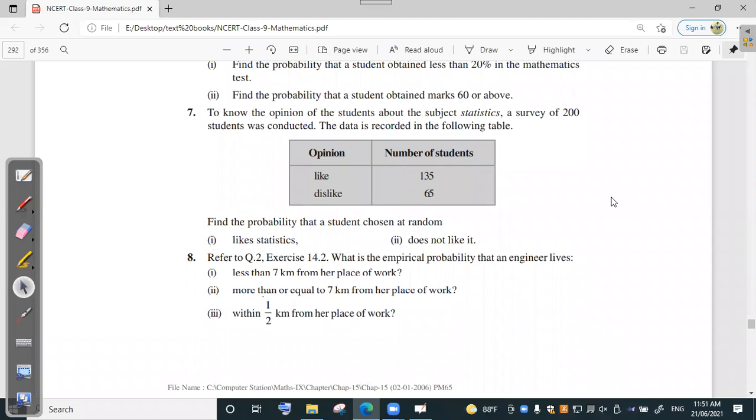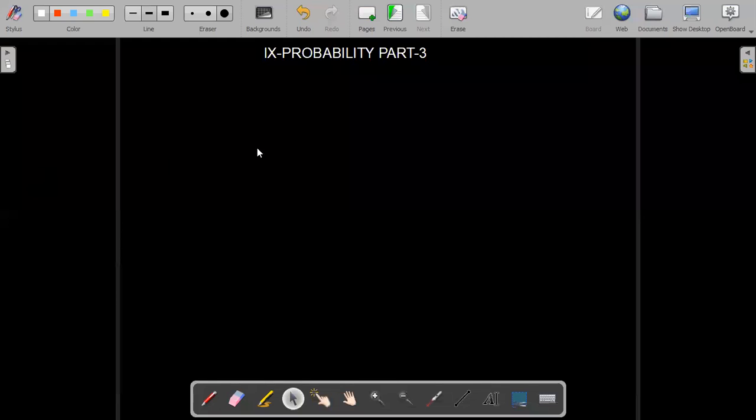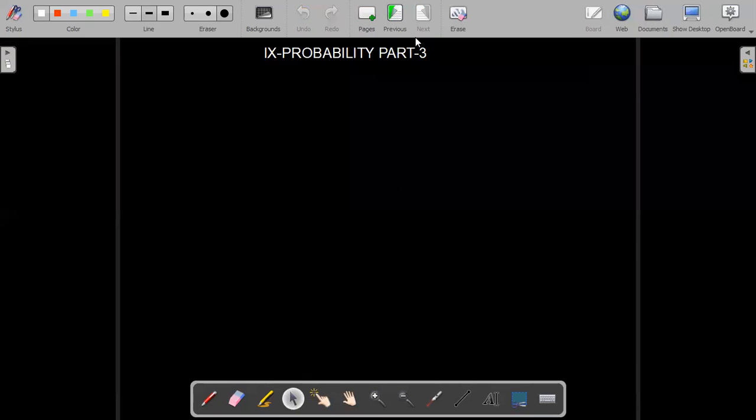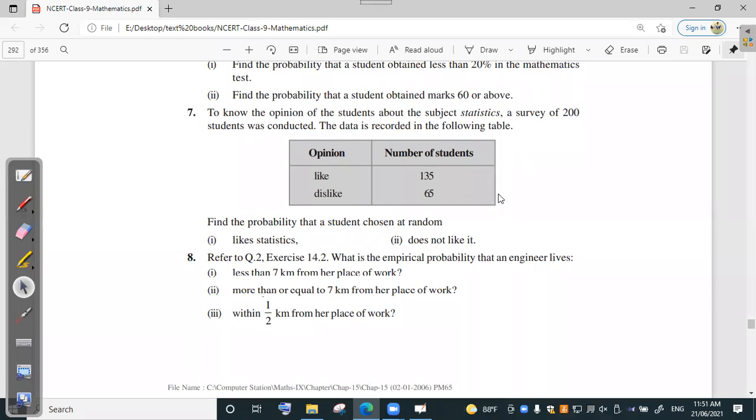Okay, so we have seen last time up to question number 6. Now we have probability part 3. We will complete this lesson today, inshallah. So now we have question number 7. I will do it fast because we don't have much time now, so I'll do it directly.